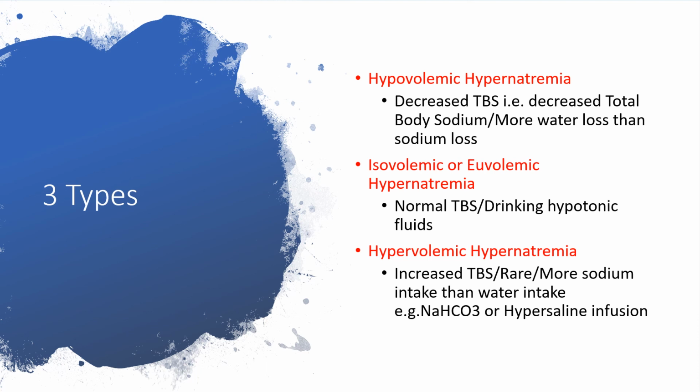In hypervolemic hypernatremia, there is a high level of total body sodium. That is a very rare condition. Here, more sodium intake is occurring than the level of water intake. And that could be found in situations where we give sodium bicarbonate or we administer hypersaline infusion.